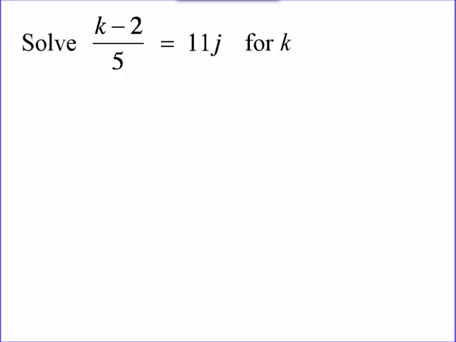All right, now this one. Ooh, this is a good one. What do you think you do on this one? Okay, let's think about that. I've got to get rid of that 5, right? Yes. So what I can do is multiply this side by 5 and multiply this side by 5. On the left, those are gone. So I'm left with k minus 2. What do I have on the right? 55j.